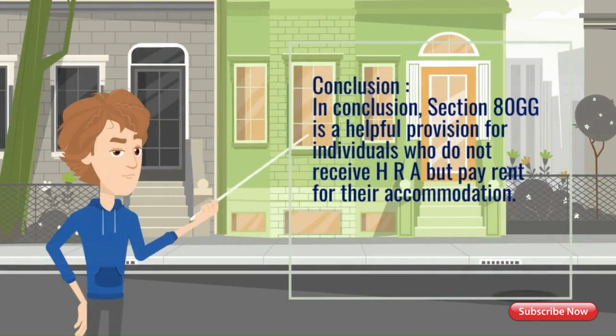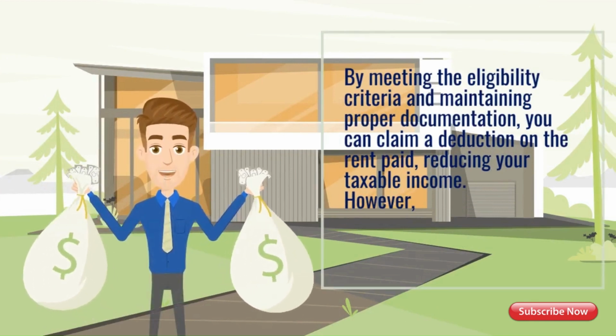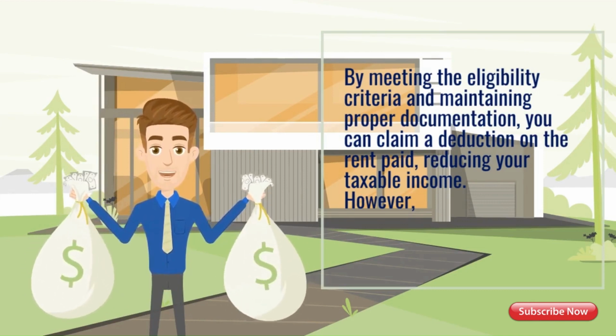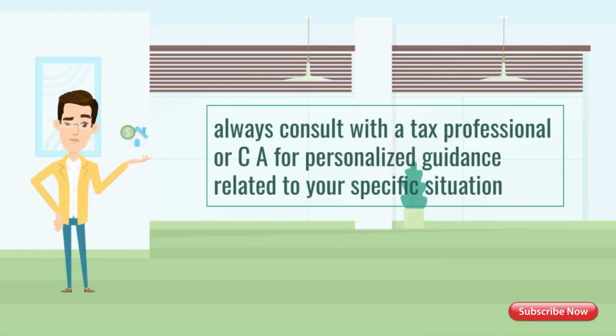Conclusion. In conclusion, Section 80GG is a helpful provision for individuals who do not receive HRA but pay rent for their accommodation. By meeting the eligibility criteria and maintaining proper documentation, you can claim a deduction on the rent paid, reducing your taxable income. However, always consult with a tax professional or CA for personalized guidance related to your specific situation.